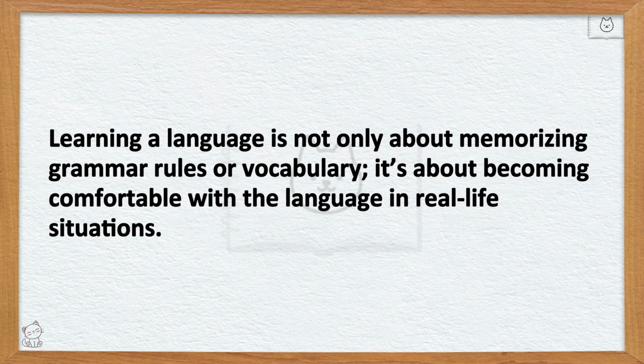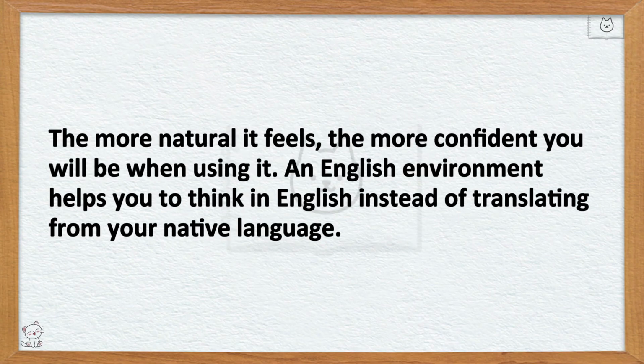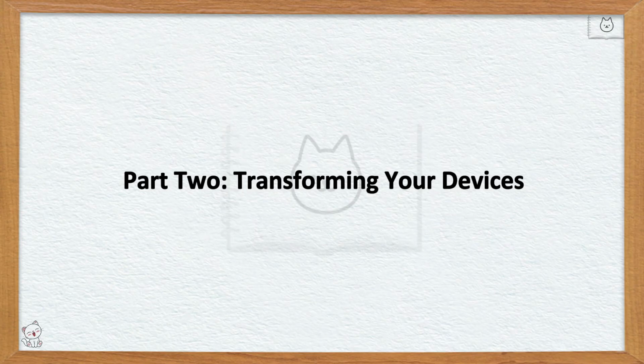Learning a language is not only about memorizing grammar rules or vocabulary. It's about becoming comfortable with the language in real-life situations. The more natural it feels, the more confident you will be when using it. An English environment helps you to think in English instead of translating from your native language. Part 2. Transforming your devices.